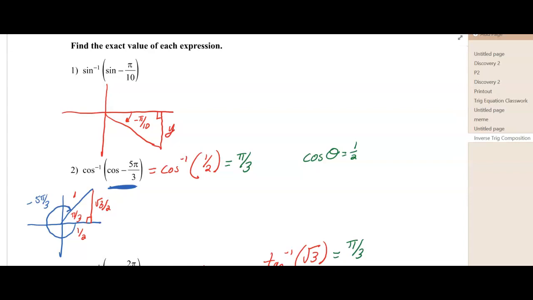So if you look at this particular picture, sine inverse of sine of negative pi over 10 becomes the sine inverse of y. So the sine of what angle gives you the value of y? Well, that angle is going to be negative pi over 10.